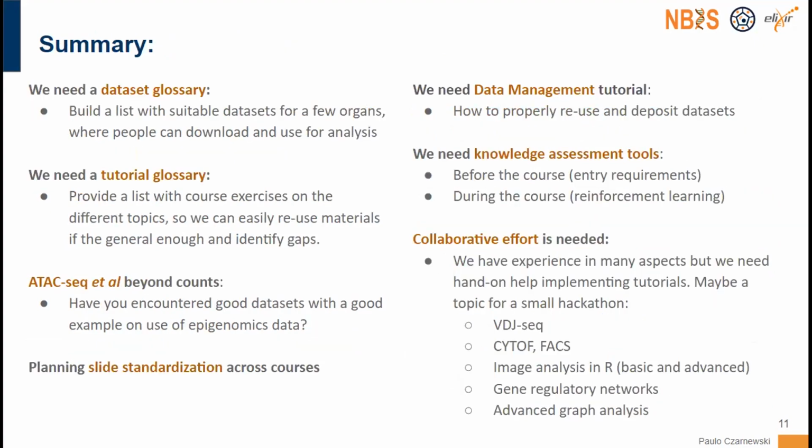Some things that we feel the need for would be, for example, a data set glossary where we can find different data sets and why they are useful specifically for teaching. For example, I have in mind a data set from the small intestine, because you could do single cell, and you could do trajectory because you have the stem cells from all the epithelial cell lineages. So it's a very clear trajectory, easy to show.